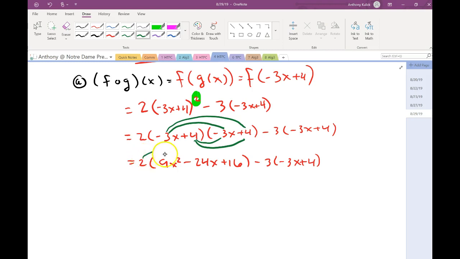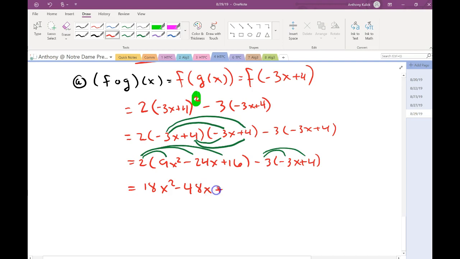Distribute, yeah. So distribute here with the 2, and then here again with the negative 3. And now once I've distributed, I can combine my like terms. That should be plus 9x, and that should be a minus 12. My apologies. We all make mistakes. I just made one there.